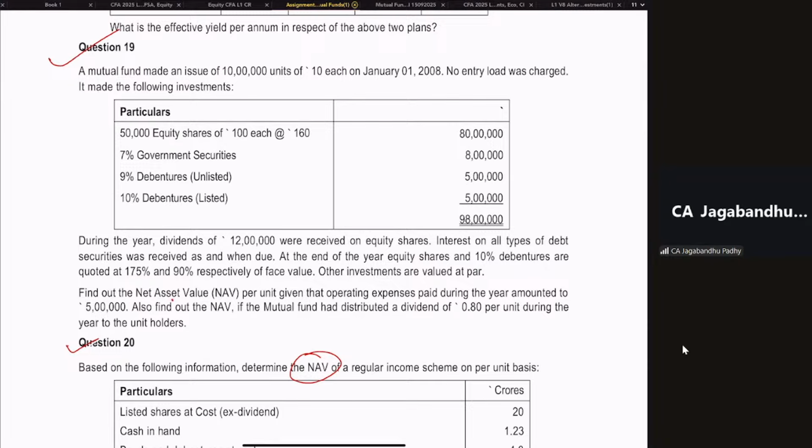You have to find out the NAV per unit, given that the operating expenses paid during the year amounted to 5 lakh. And also you have to find out the NAV if the mutual fund had distributed a dividend of 0.8 during the year to the unit holders. So this is going to be a separate case. So let's try to solve the first case.